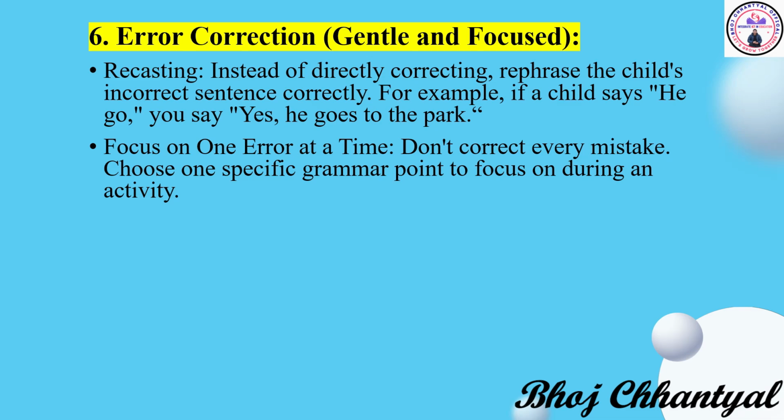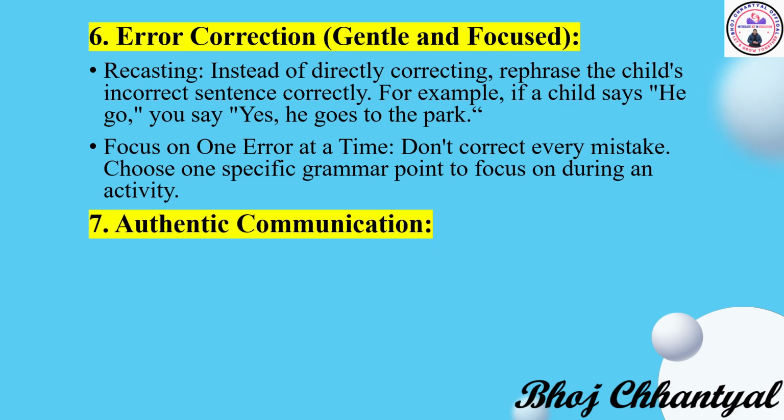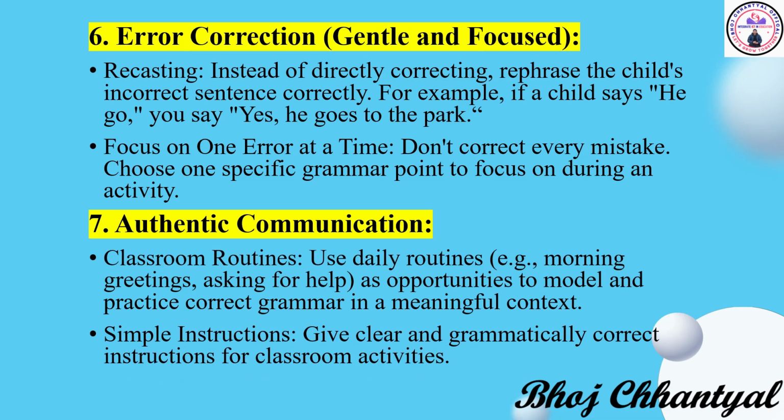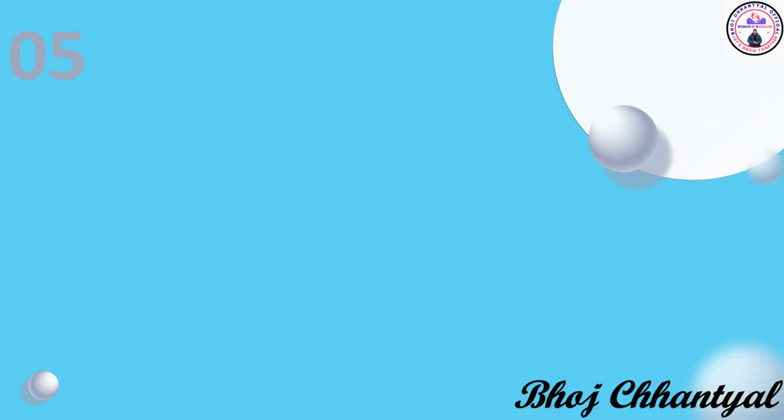B. Focus on one error at a time. Don't correct every mistake. Choose one specific grammar point to focus on during an activity. 7. Authentic communication. A. Classroom routines. Use daily routines, for example, morning greetings, asking for help, as opportunities to model and practice correct grammar in a meaningful context. B. Simple instructions. Give clear and grammatically correct instructions for classroom activities.